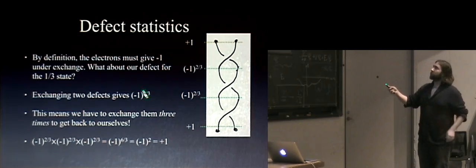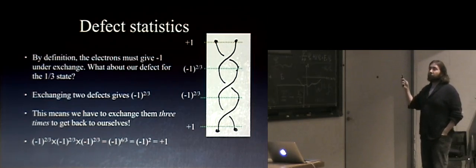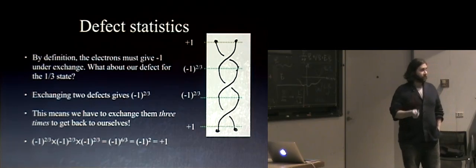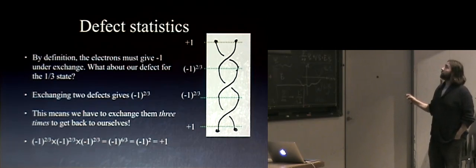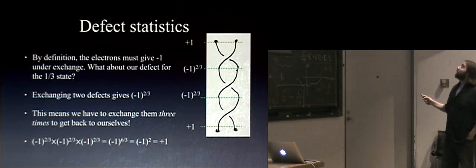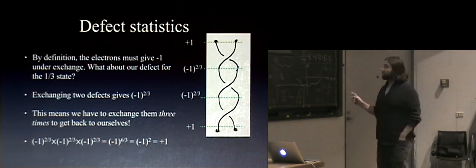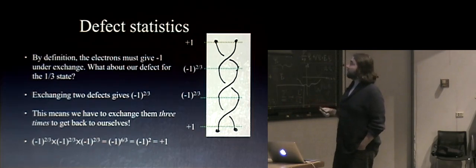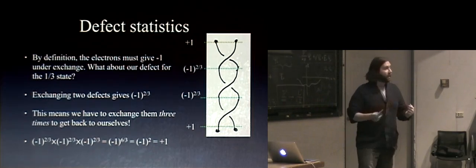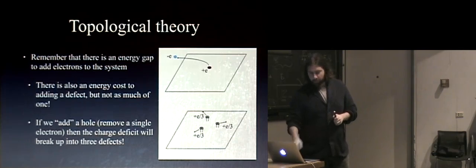So it's a 3rd root of unity. So what does that mean? That means we have to exchange them 3 times to get back to the original state, right? I exchange them once, I get minus 1 to the 2/3. I exchange them twice, this obviously should be a 4/3. I exchange them again, I get minus 1 to the 6/3, and 6/3 is 2, and so the product of these 3 guys is in fact plus 1. So I have to exchange them 3 times, right?